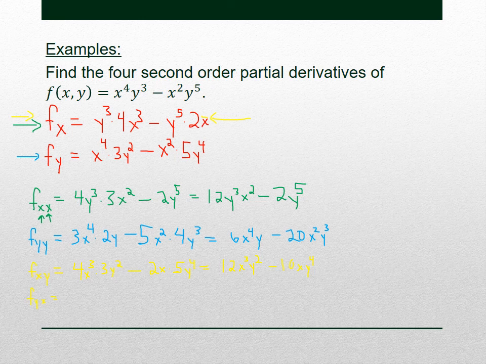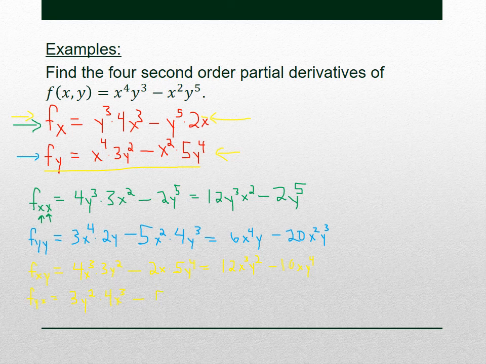Then we're going to subtract. We've got a 2x that's going to hang out because here we'll treat the x as a constant. And the y to the 5th becomes 5y to the 4th. And again, if you wanted to rewrite this, that would be 12x cubed y squared minus 10xy to the 4th.